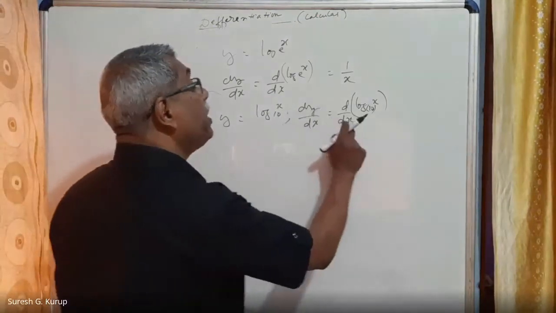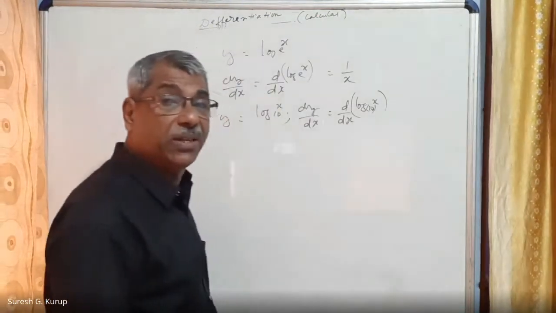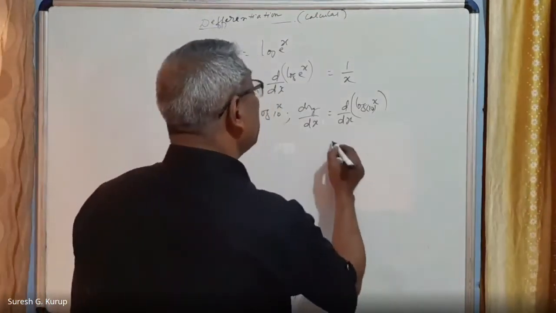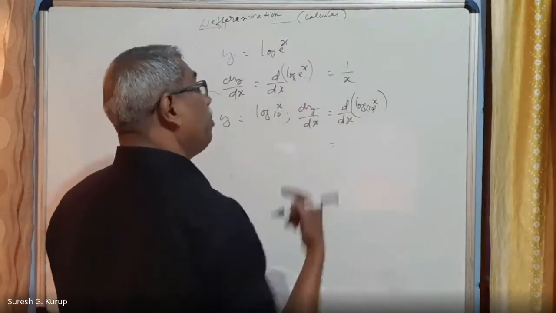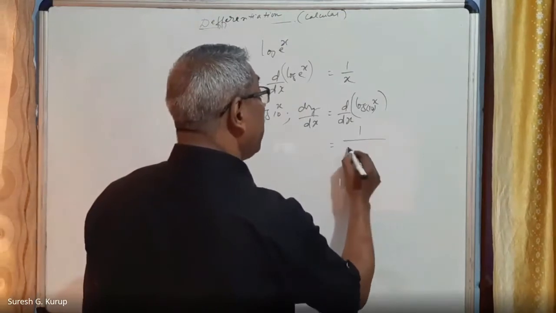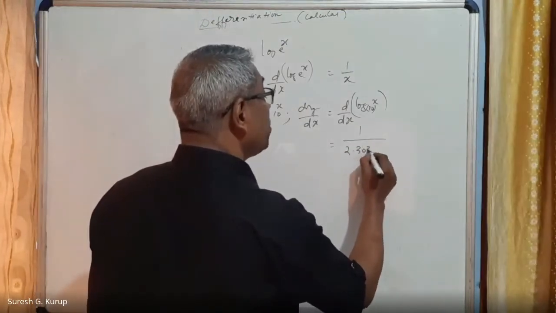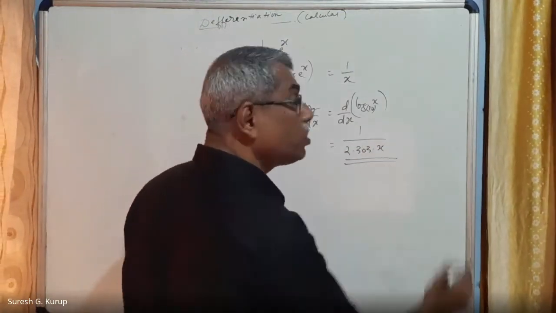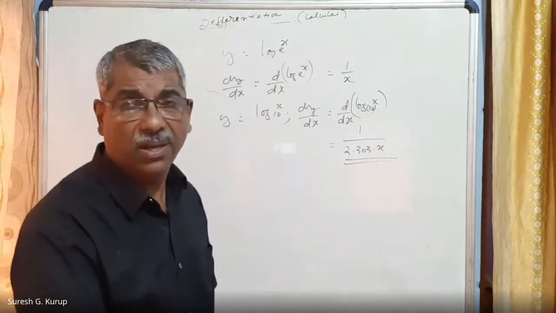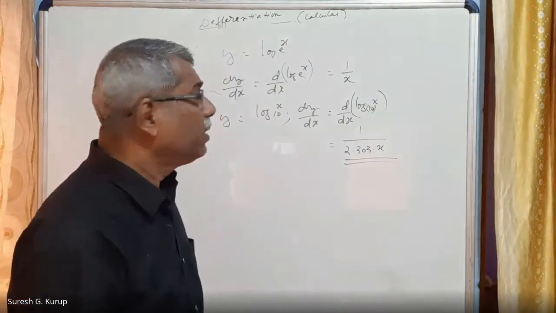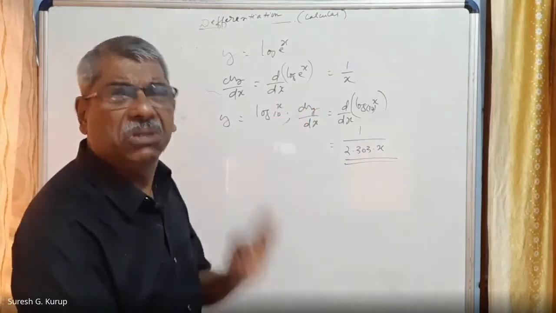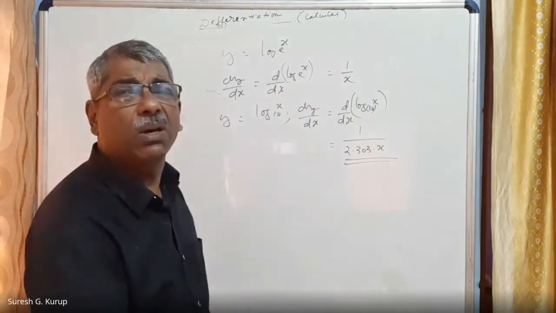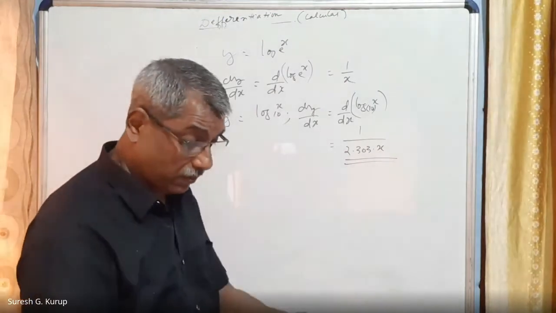So how logarithm to the base 10 is differentiated: the value is equal to 1 by x for the base e, and here it is equal to 1 by 2.303 into x. A constant also will multiply with x. This is the only thing. So from today onwards, you will remember that. What is d by dx of log x? Immediately you will say d by dx of log x is equal to 1 by x.